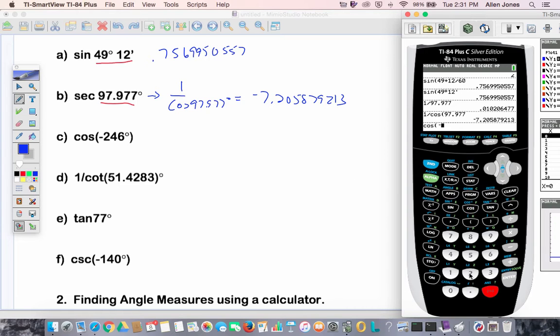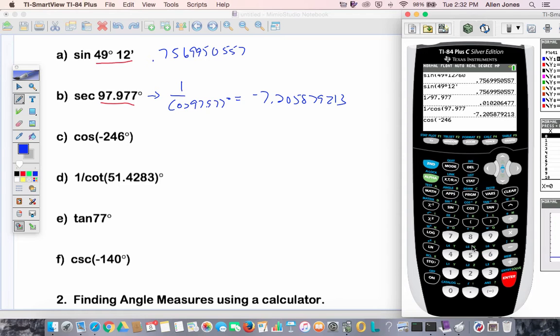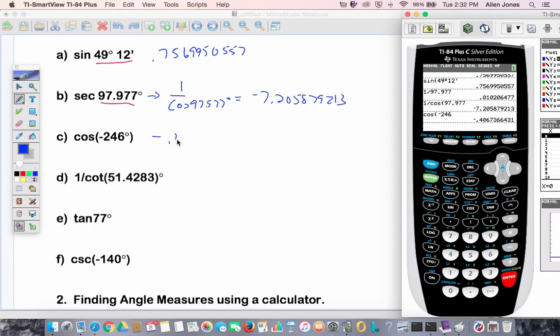Cosine is an actual function on our calculator, so the cosine of negative 246. And you see I get a negative 0.40673664431. Moving on to letter D, 1 divided by the cotangent. That's the same thing as our reciprocal function for tangent, so it's a tangent of 51.423 degrees, and that decimal value is 1.25398151. We're just zipping on through here.